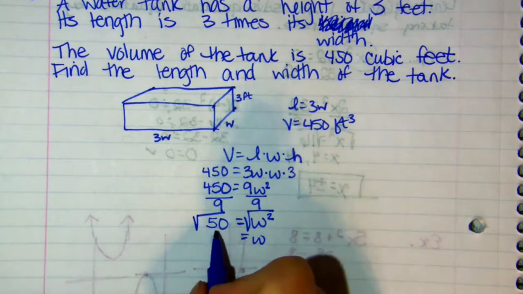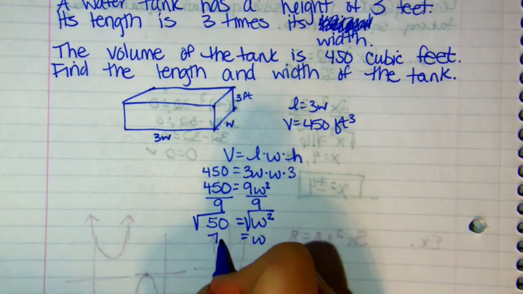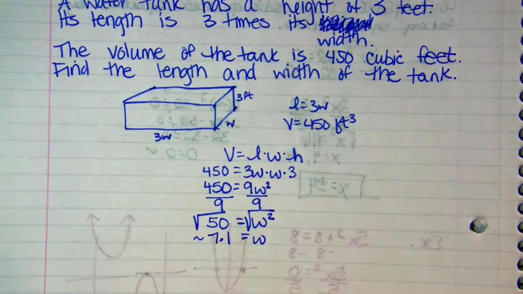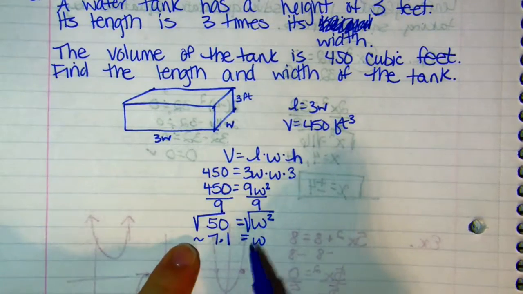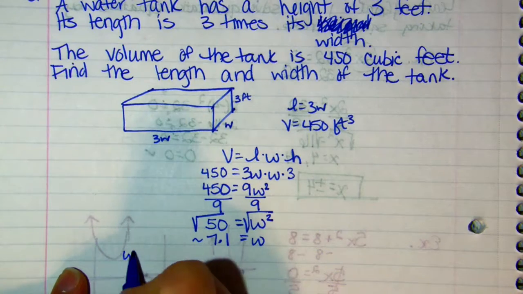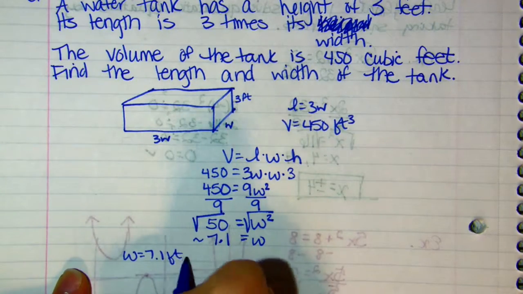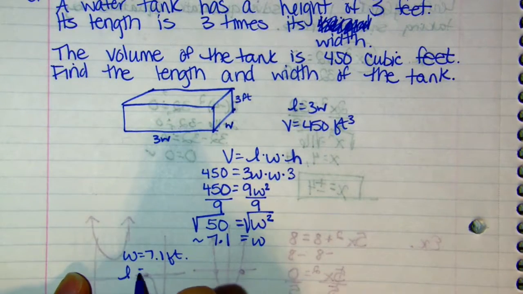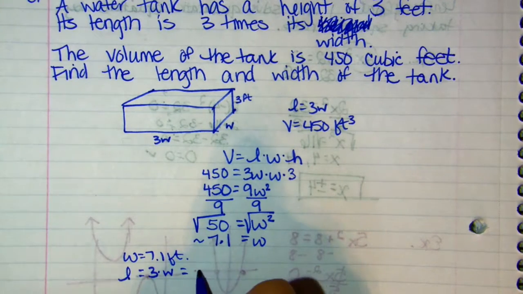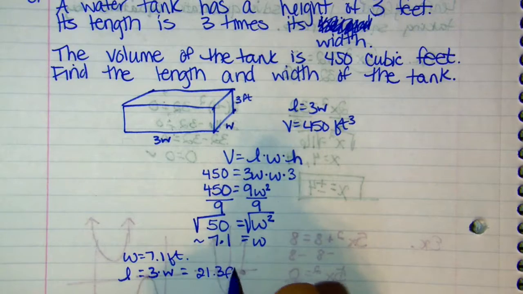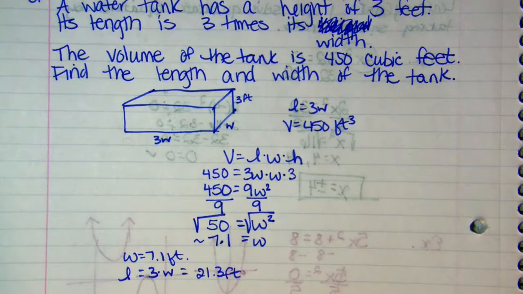The square root of 50 is about 7.1. I'm estimating a little bit. Square root of 49 is 7. If you have a calculator, obviously, you can punch it in and you'll get about 7.1. So our width is 7.1 feet, approximately. And then our length is 3 times our width, so that's going to be about 21.3 feet.